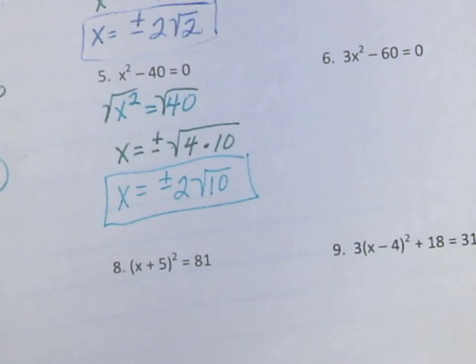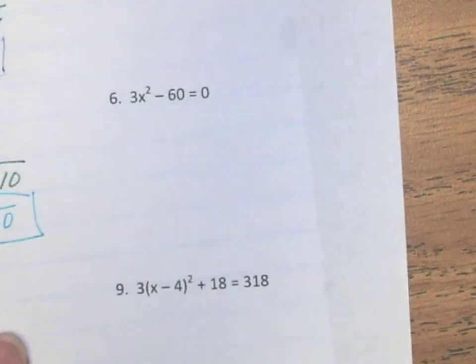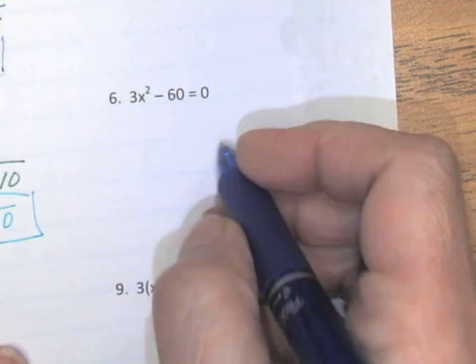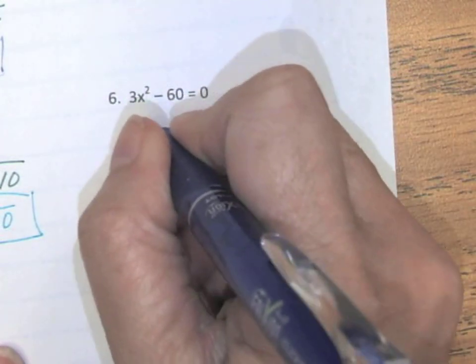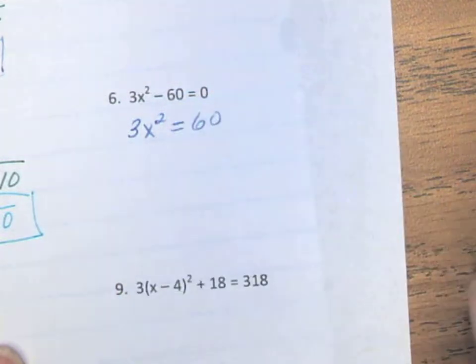Because square root of 4 is 2, and then the 10 can't be reduced. All right, get a little trickier here. These are kind of intensifying in difficulty as we go along. First, I have to isolate the x squared. So I need to get rid of the minus 60 by adding 60.